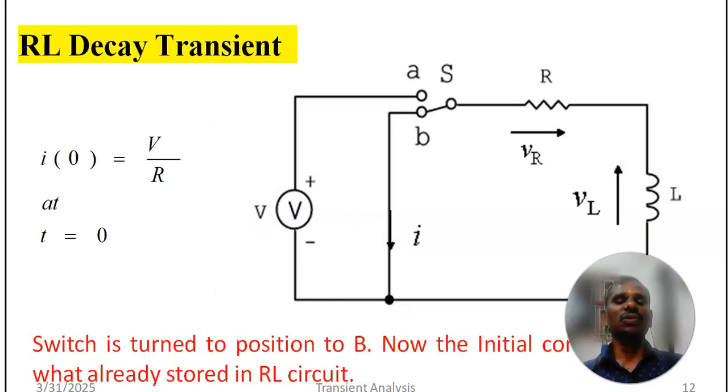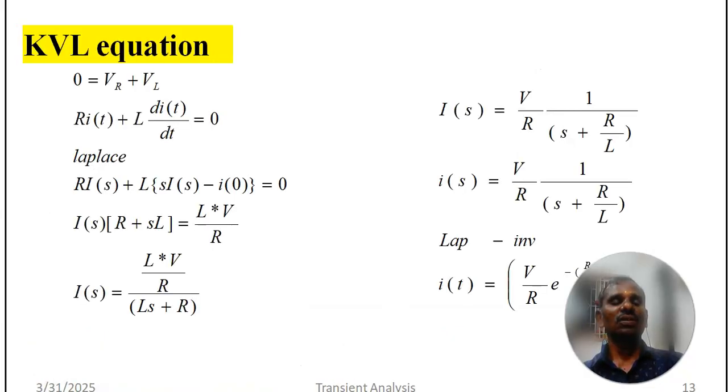So when you again switch open, whatever energy is stored in the inductor will start to release through the circuit, which you call the decay transient. So at I of 0, which is at time t equal to 0, there is no potential rise here, so you have only potential drop. So VR plus VL. So R into I of t plus L into di by dt is equal to 0. So taking Laplace on both sides.